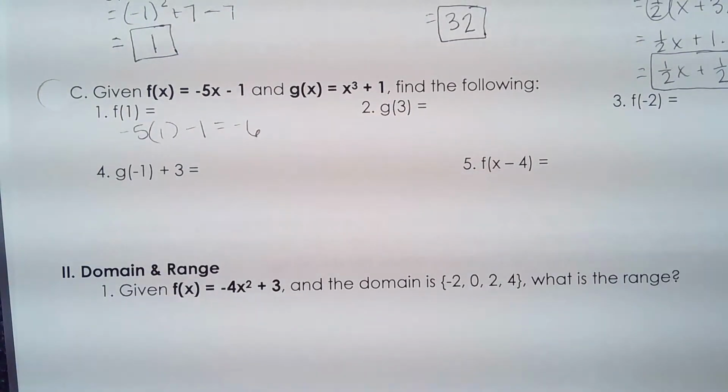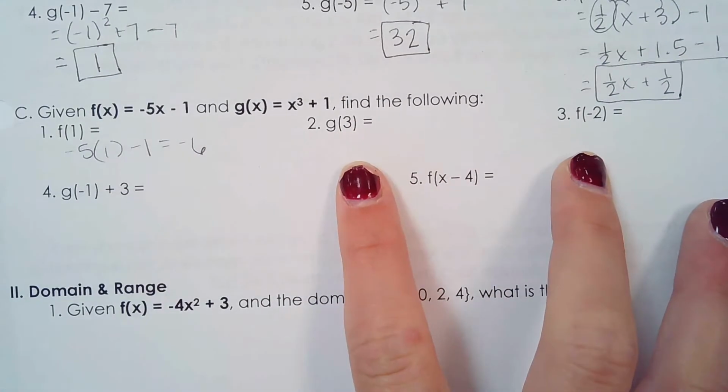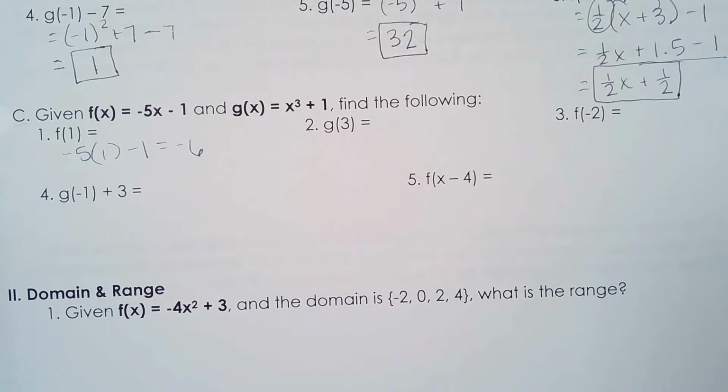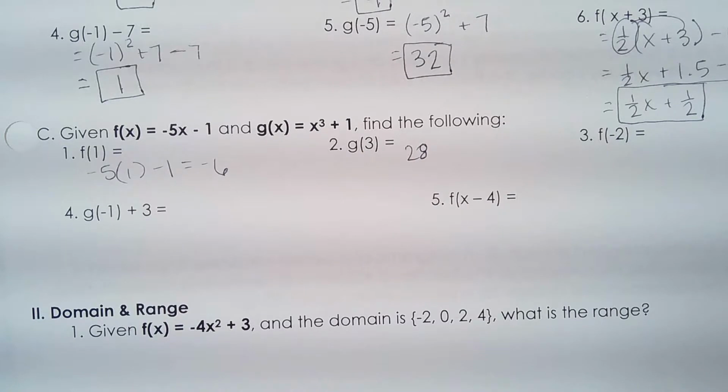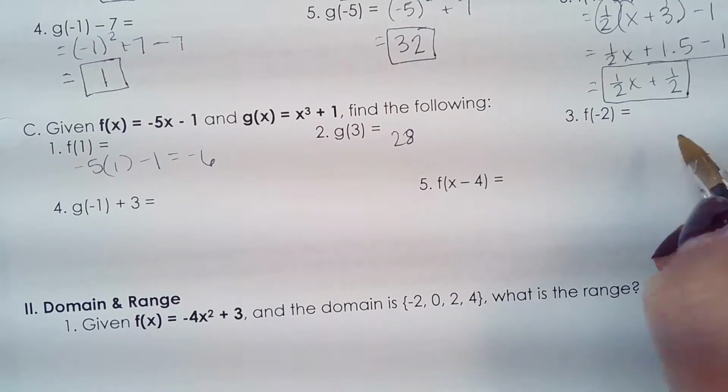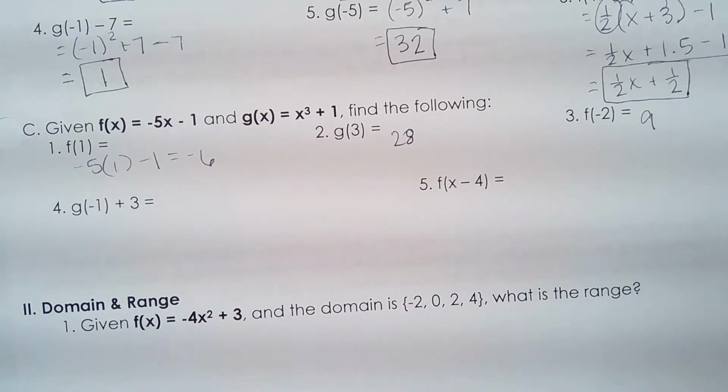Good. Do we need to go through how to do all these? Can we just say what the answer is for these two at least? What do we get for number 2? 28. Does anybody need to see that? If you do, it's okay. You can say something and it's fine. So that one was 28. And then for number 3, we got 9. Does everybody agree? Anybody need to see that worked out?